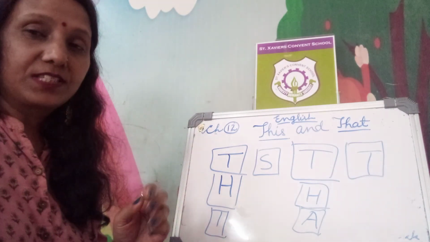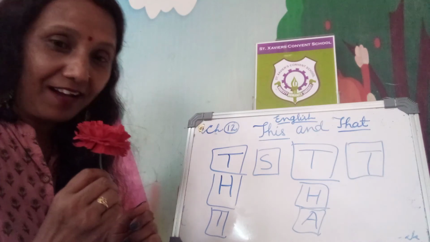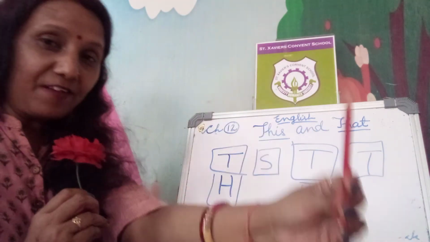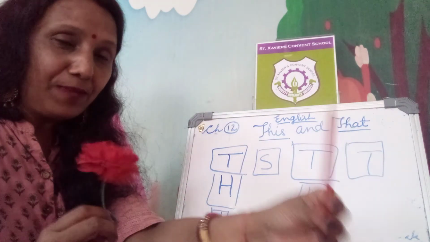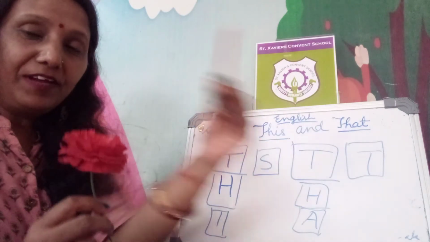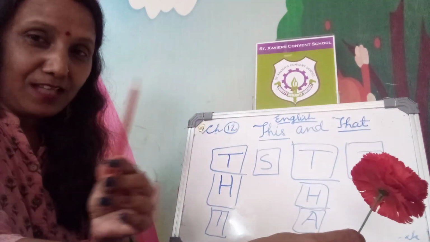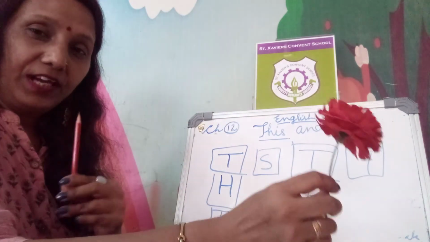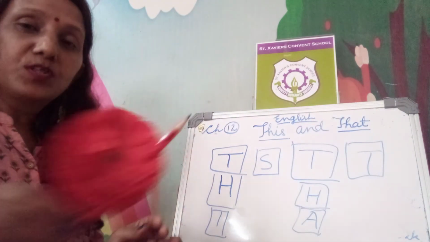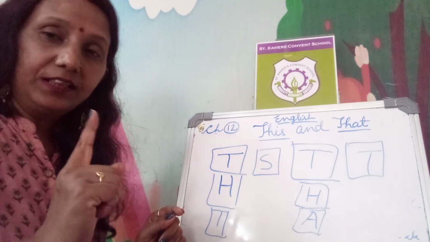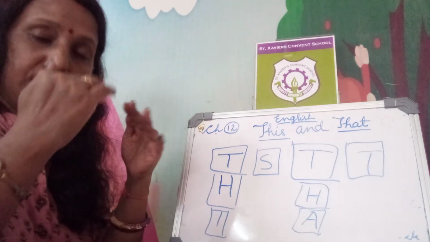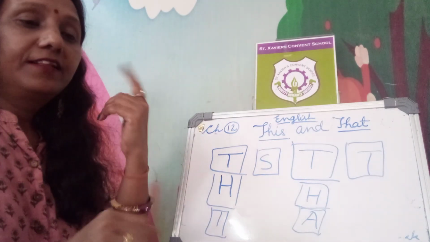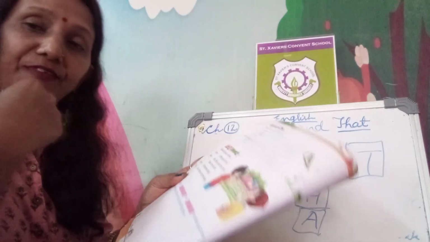And again I am just revising. This is a flower and that is a pencil. Flower is near to me, pencil is far from me. If we cross over, then this is a pencil, pencil is near to me, flower is far from me. Okay, that is a flower. So we use this and that for one thing. This thing is near to you, that thing is far from you.